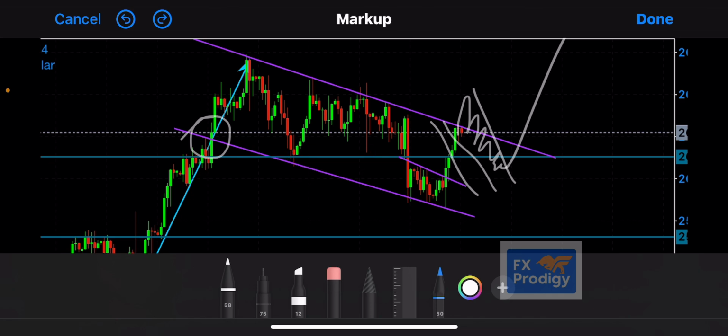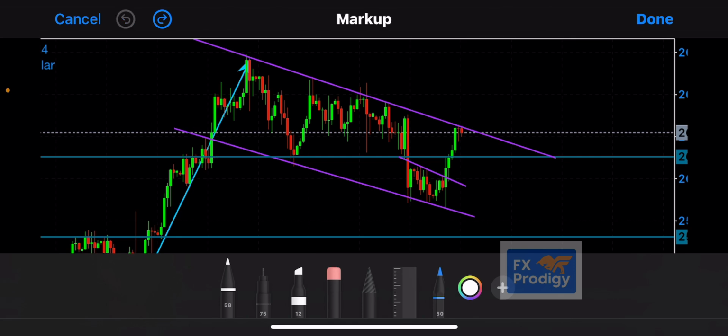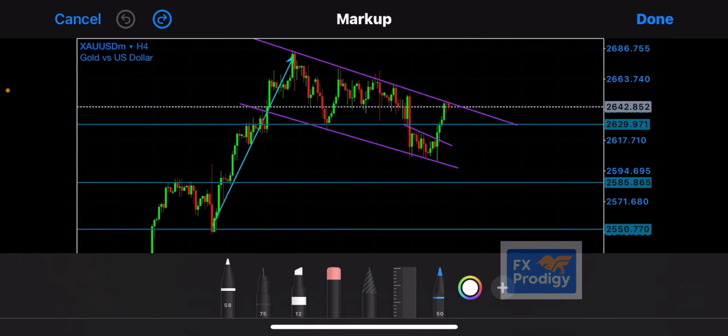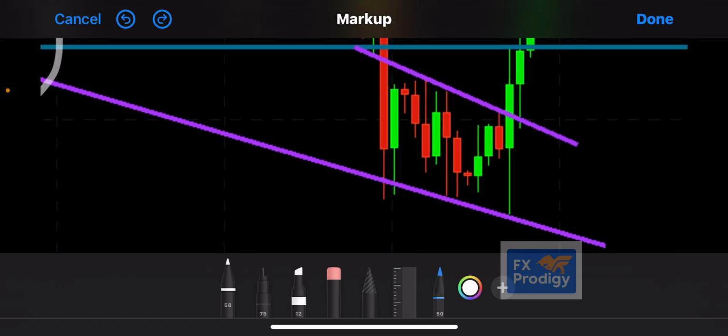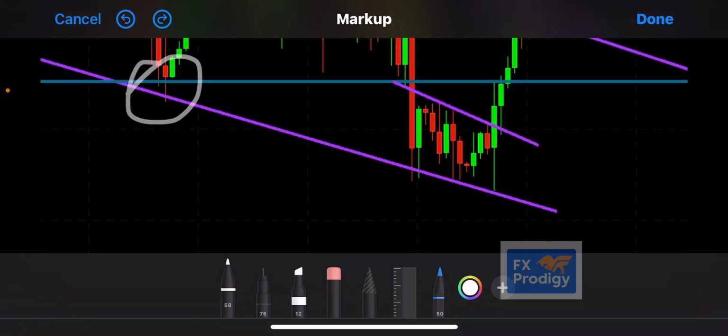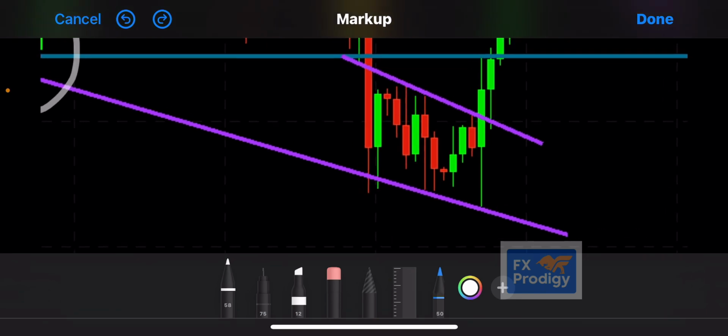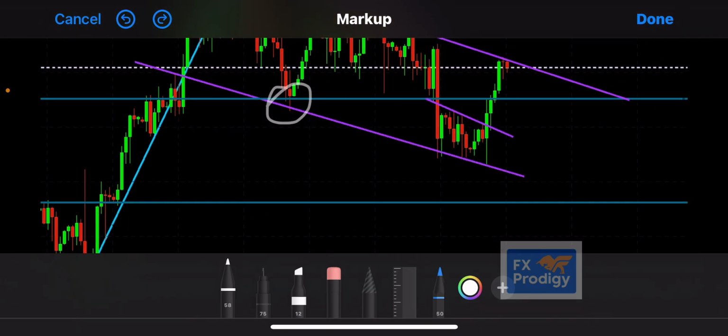So this, guys, is what we were expecting, and this is what we executed. As you can see, it's a very beautiful flag here. You can connect just 2 points here and here, and if you look at it here, we didn't recognize this, but this was a reversal pattern that formed here. It's called a falling wedge. It will be like this, whereby it shows that the market is losing momentum.